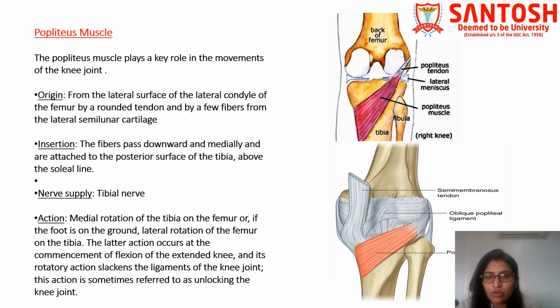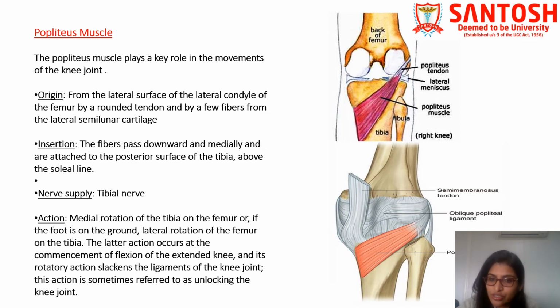So you can see the origin of the popliteus, and the fibers pass downwards and medially and are attached on the posterior surface of the tibia above the soleal line. Nerve supply is by the tibial nerve, as we have seen in the earlier slides. The action of the popliteus muscle is medial rotation of the tibia on the femur, or if the foot is on the ground, lateral rotation of the femur on the tibia.